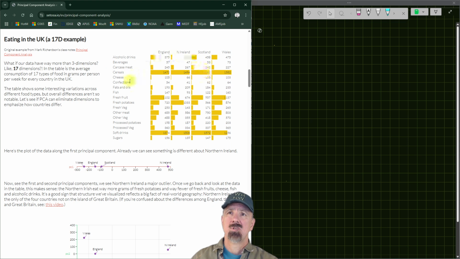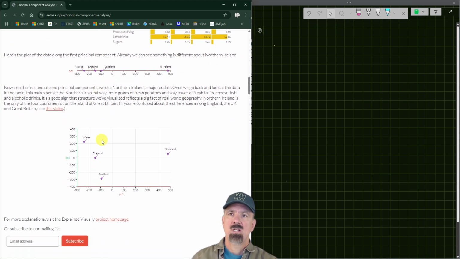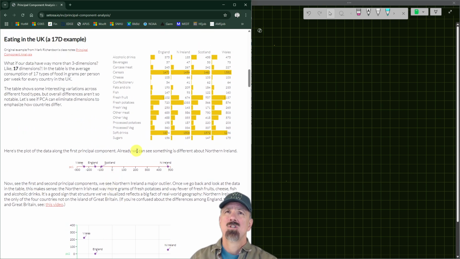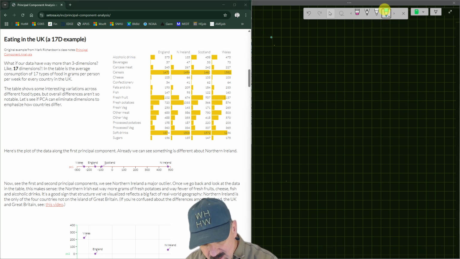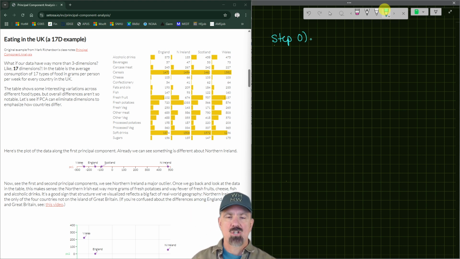And what we want to do is we want to understand what the data are. And then we want to recreate this graphic and talk a little bit about what this is and just as important, what it is not. So first things first, let's talk about the data. Remember, always the same, step zero. So step zero is understand the data.